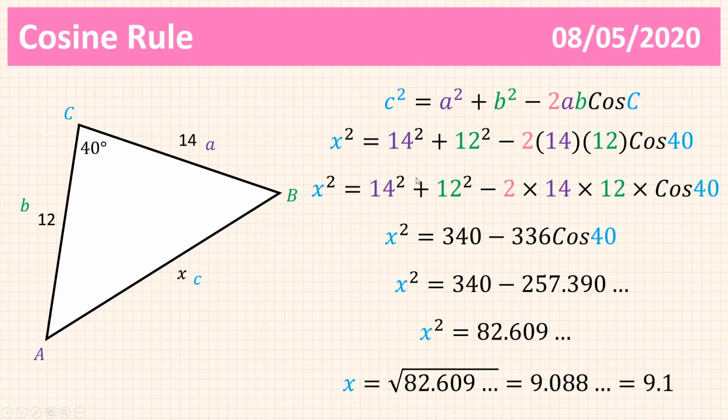Now, I could have just substituted this section. So x squared equals 14 squared plus 12 squared minus 2 times 14 times 12 times cos 40. I could have just put that in my calculator and then square rooted it to get directly to this answer, but I like to split up the steps so I know exactly where I make a mistake if I do make a mistake.